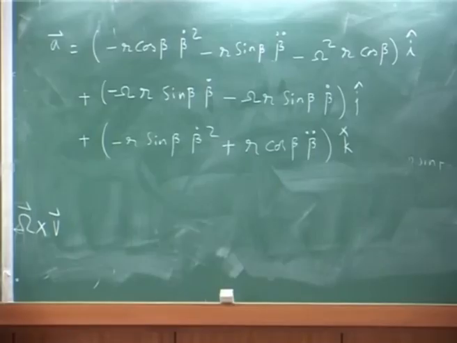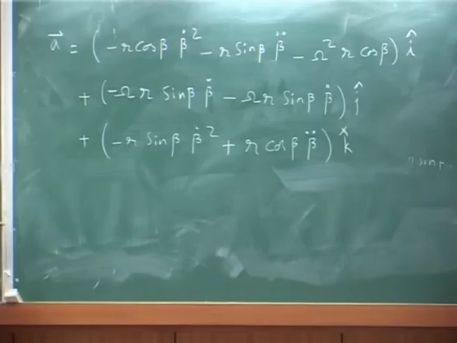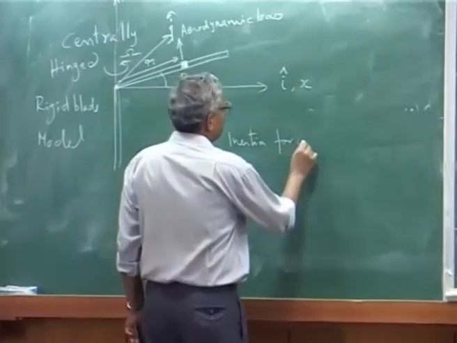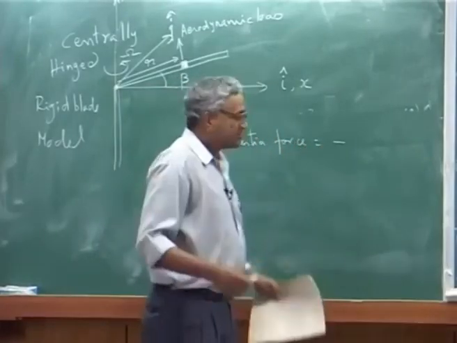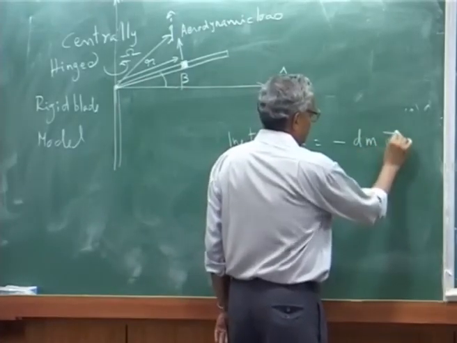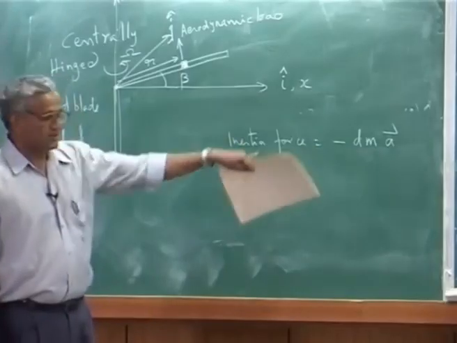You will find that now I erase this part. How do we get the inertia force? Inertia force is basically the negative of the mass times the acceleration. So inertia force is minus the mass of this element, which I call dm, the elemental mass, times that entire acceleration expression.